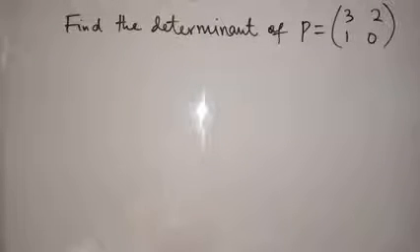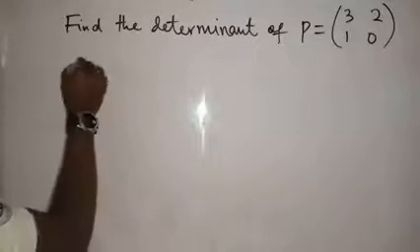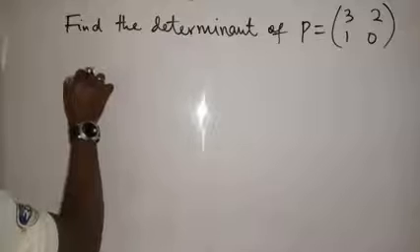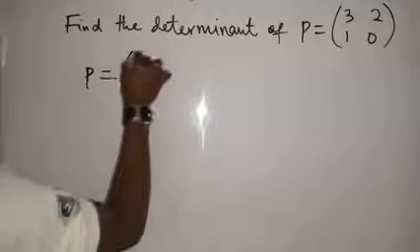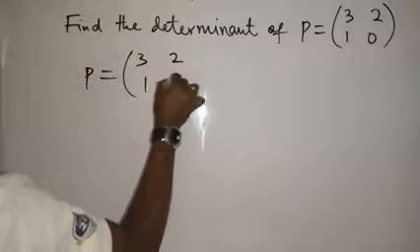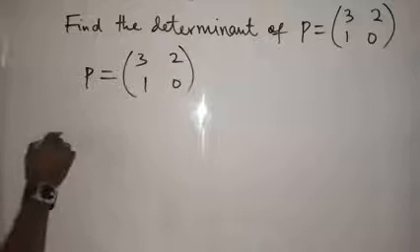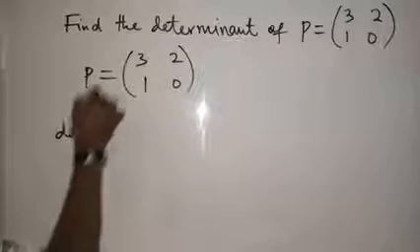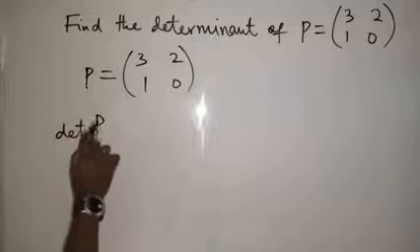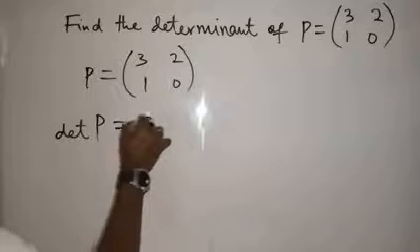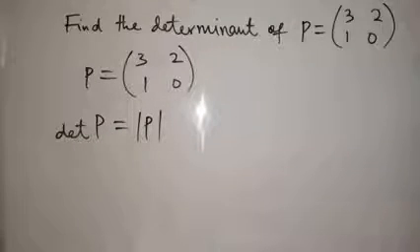This question is asking us to find the determinant of a 2 by 2 matrix. So we are given P equals 3, 2, 1, 0. That's what we are given. And you can rewrite this as determinant of P, because they ask us to find the determinant. You can write it like this, or you could just use this symbol to represent the determinant.